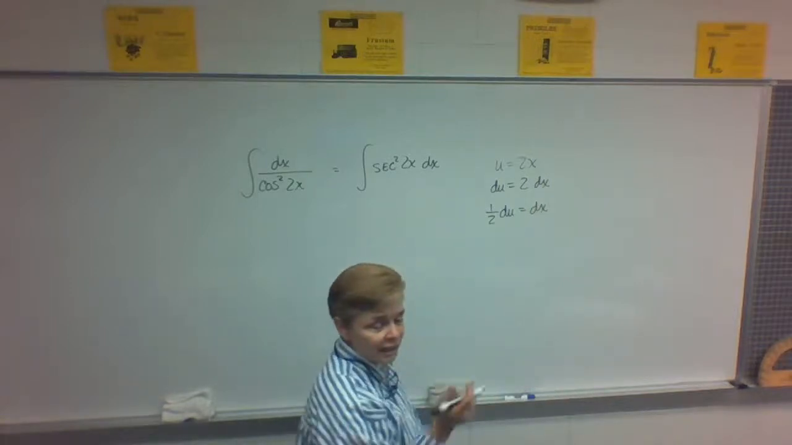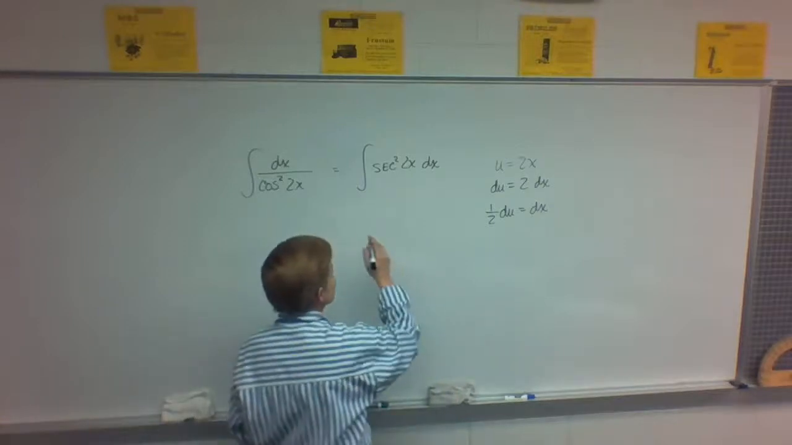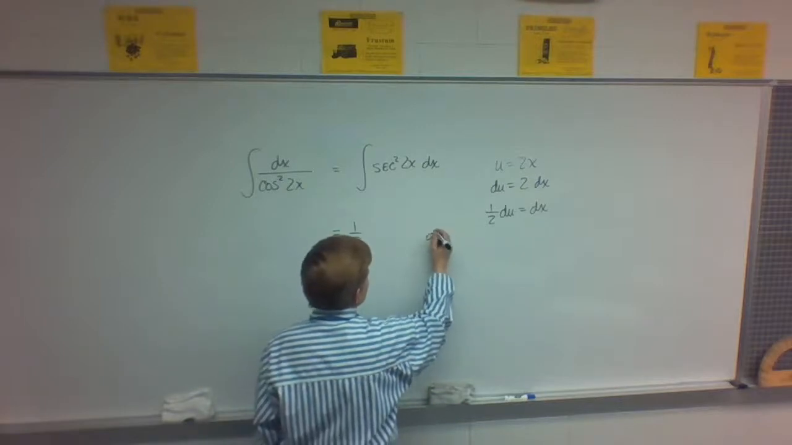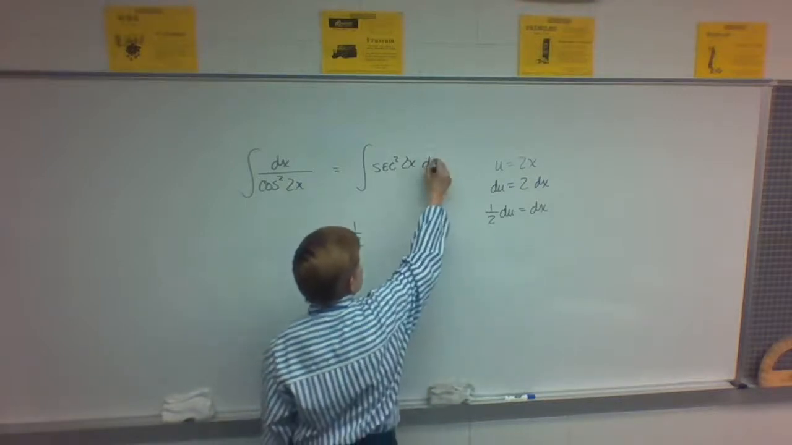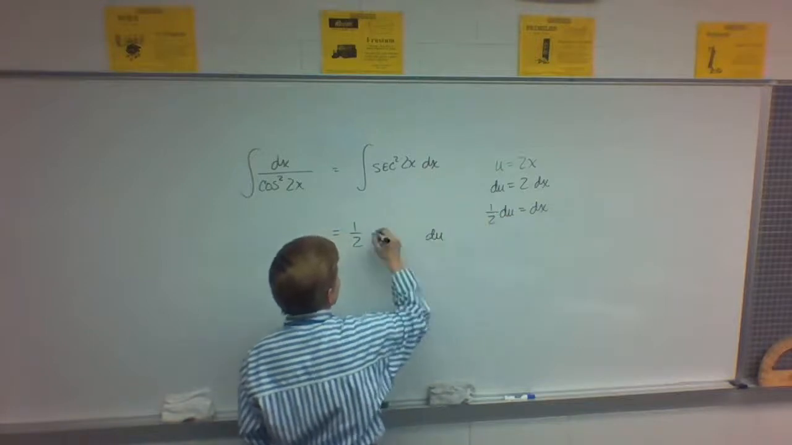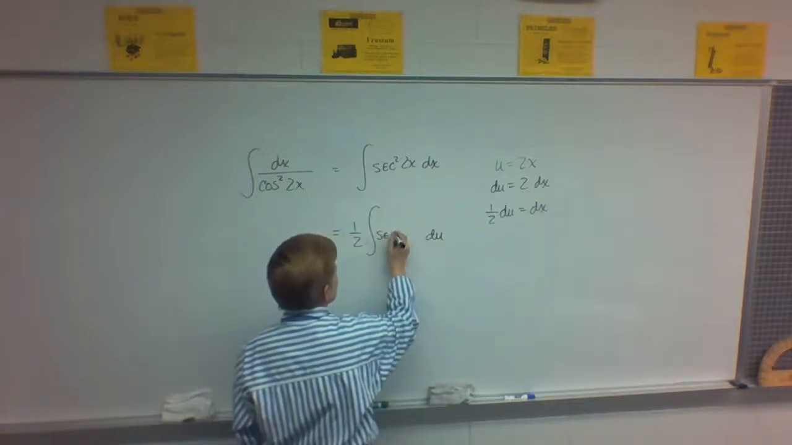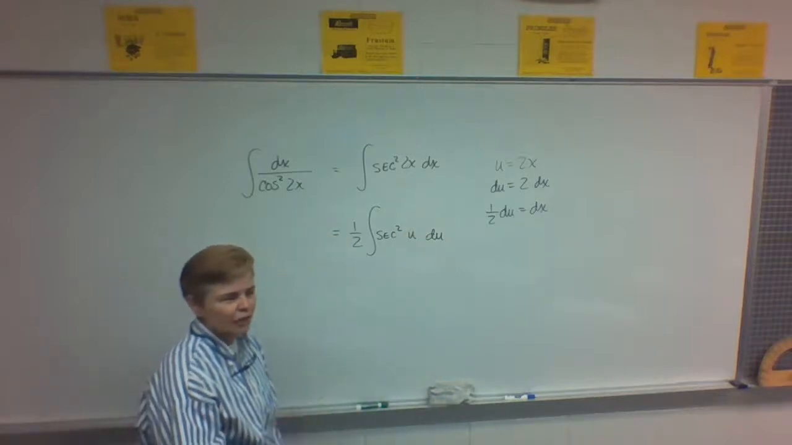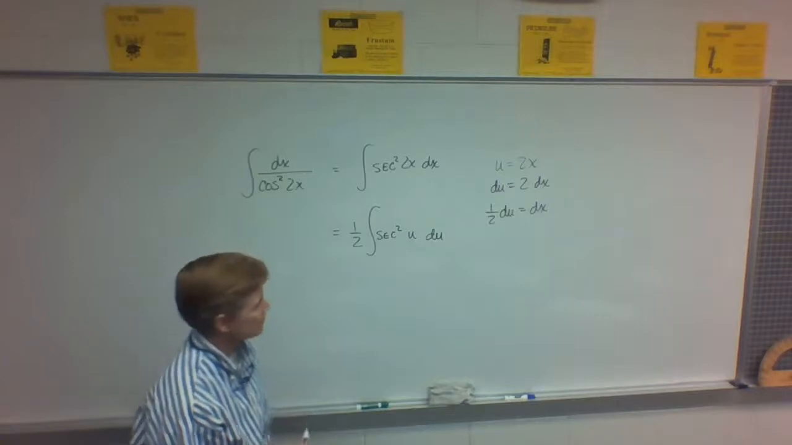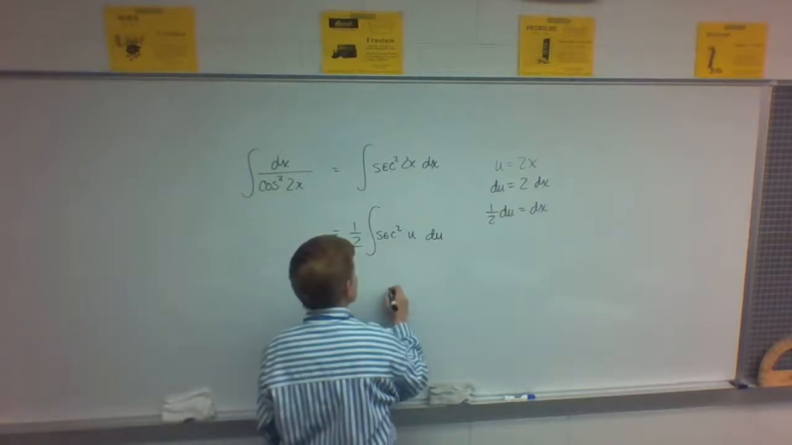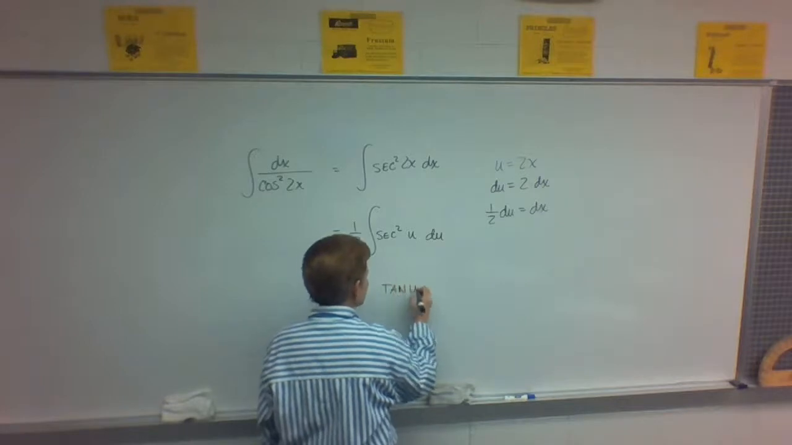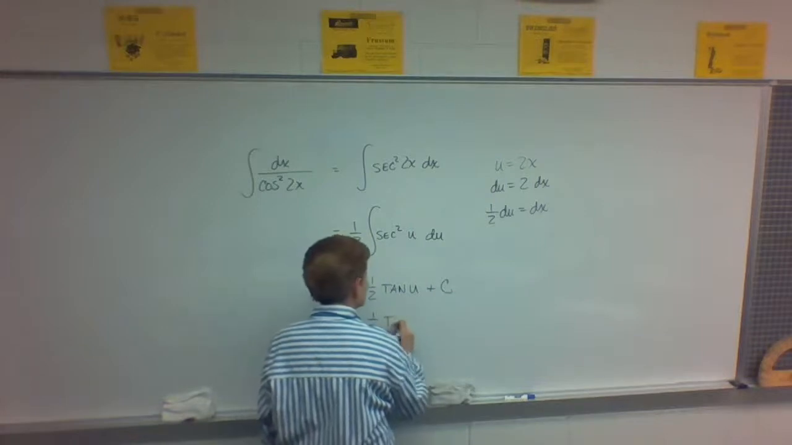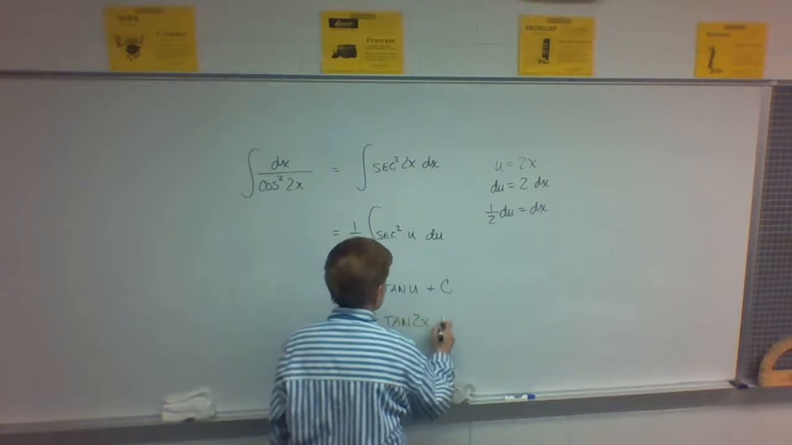You don't have to do this in this case if you understand how to account for it. But here's what I've got. I've got 1/2 on the outside, and du in here. That replaces only the dx, which is equal to 1/2 du. Then I have the secant squared of u. That allows you to keep track of your 1/2 and your 2s. Now we antiderive that and we get 1/2 tangent of u plus c, and that is 1/2 tangent of 2x plus c.